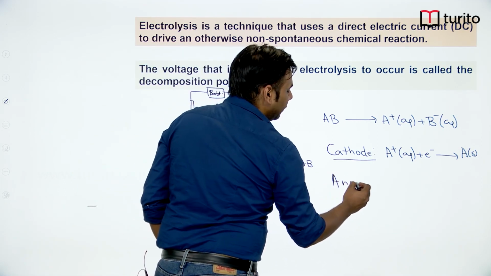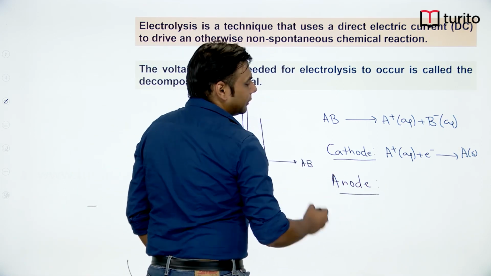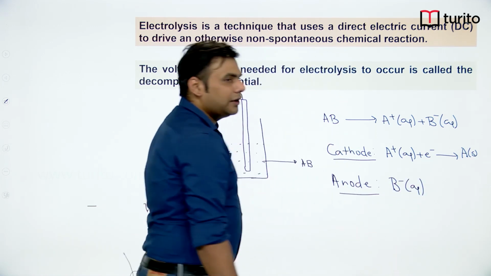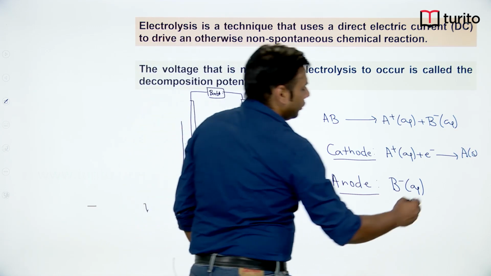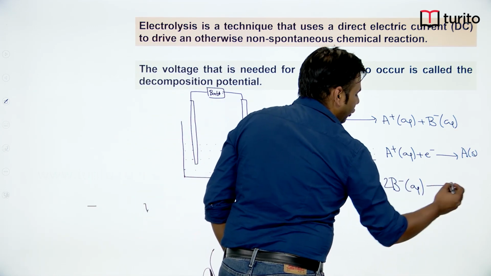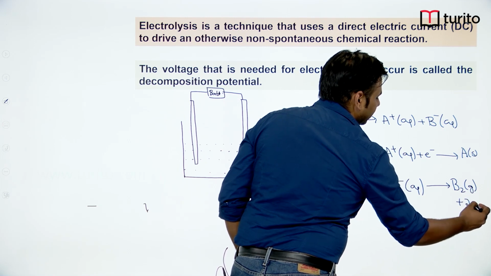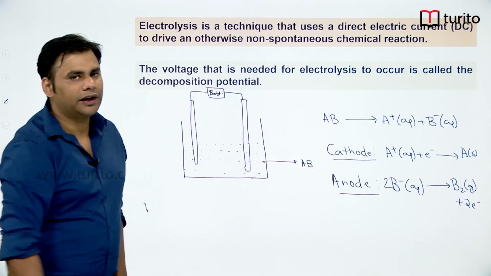Now if we talk about the anode, suppose we are having B negative in the solution. This B negative would undergo oxidation, because at the anode oxidation takes place, so we'll get a gas B2 and 2 electrons. Suppose B negative is forming a gas B2.